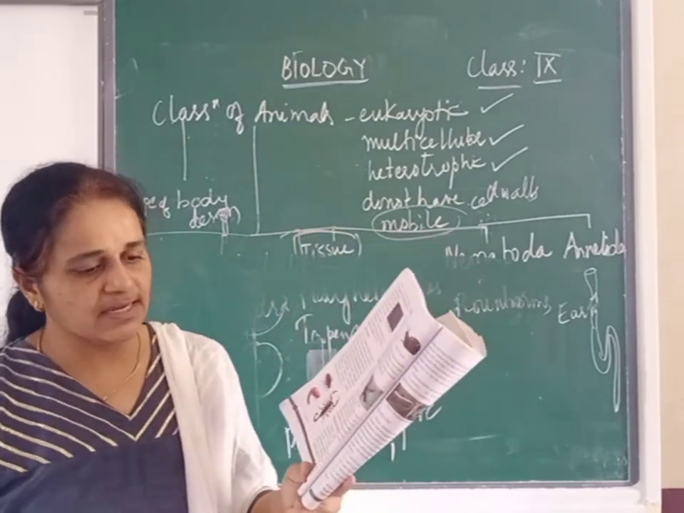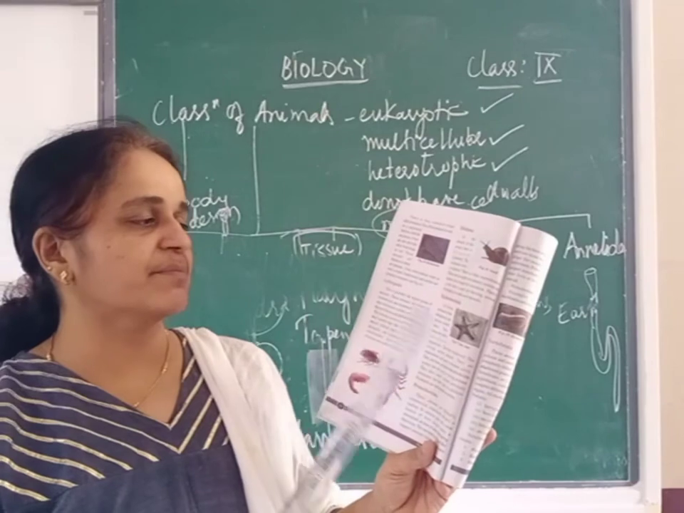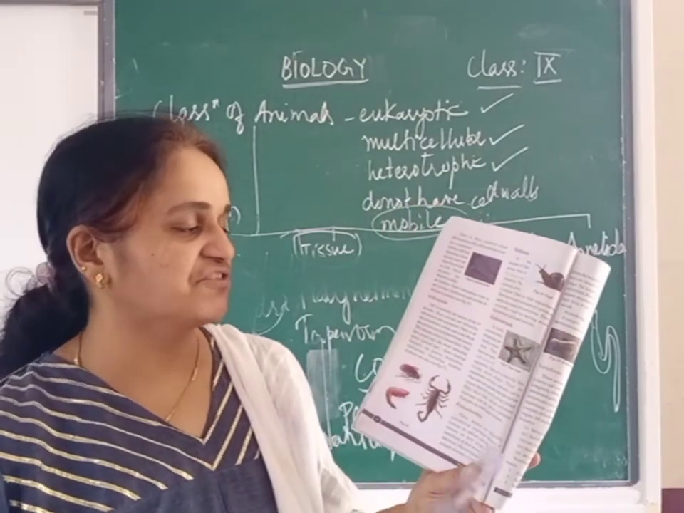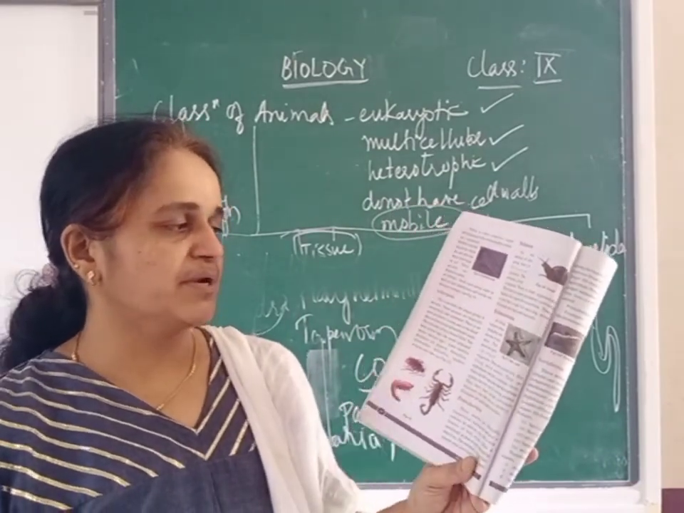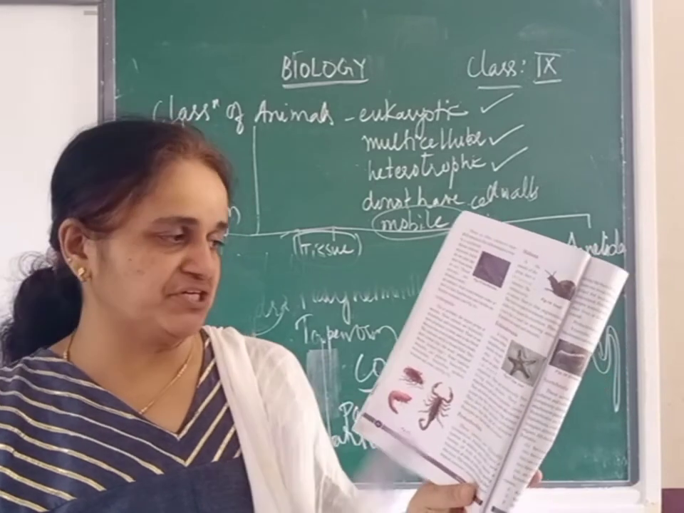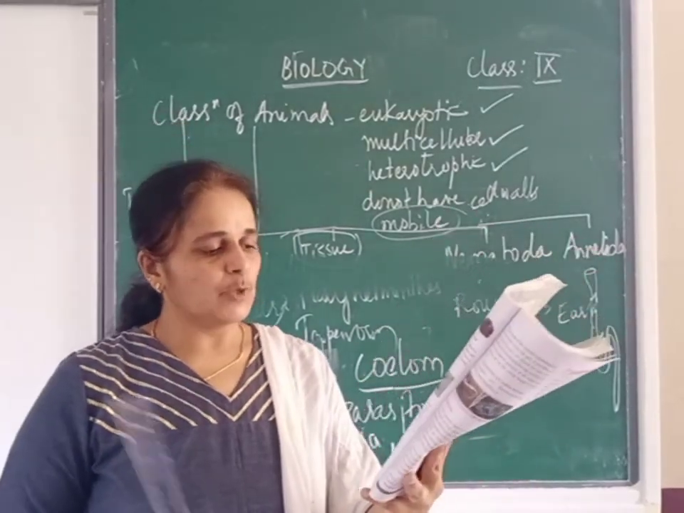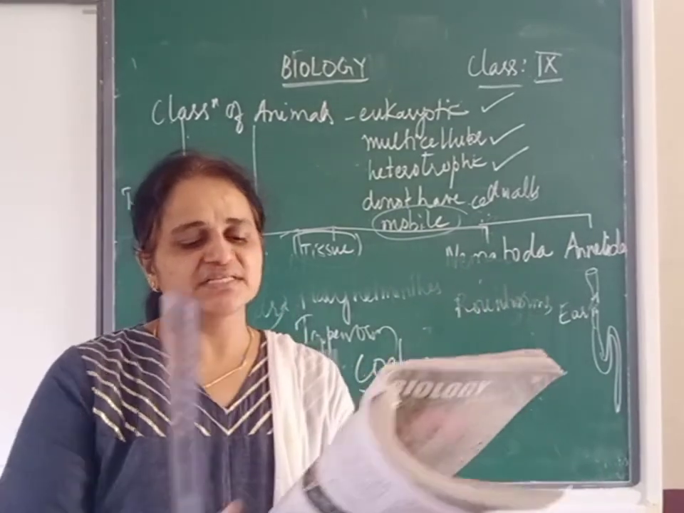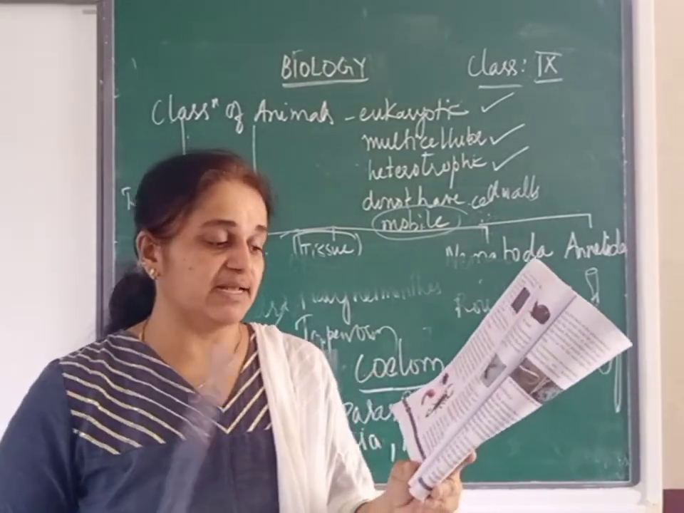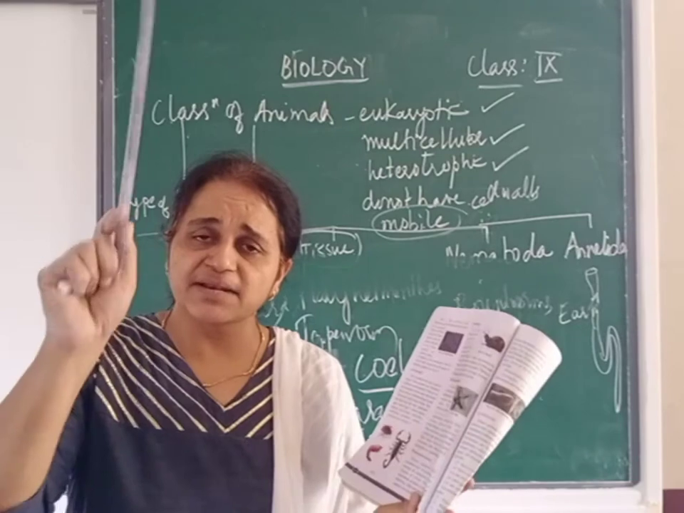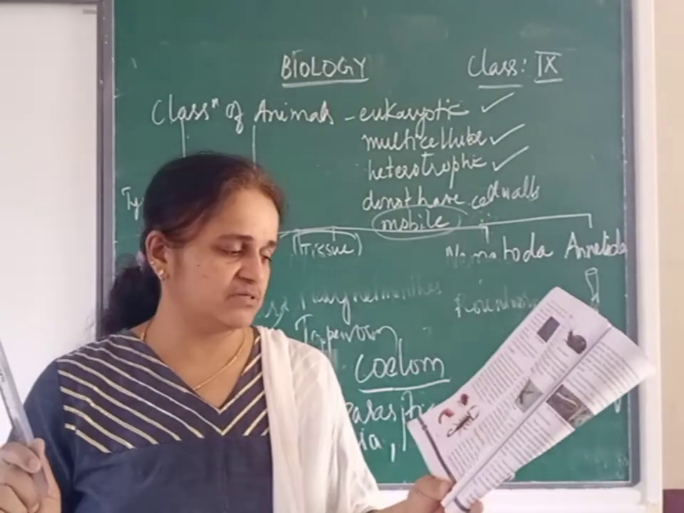Next is Echinodermata. Echinodermata is the group of starfish. Echinodermata, starfish. Next, Protochordata. These animals are bilaterally symmetrical. Bilaterally means, remember, it can be divided into two halves.